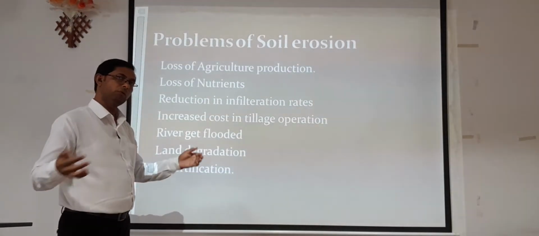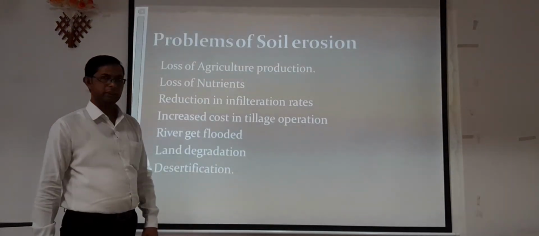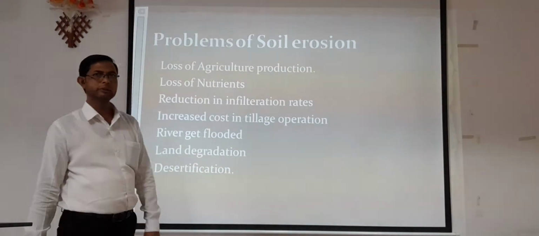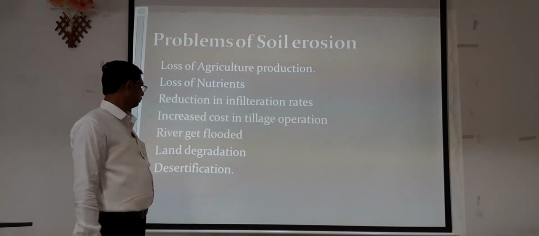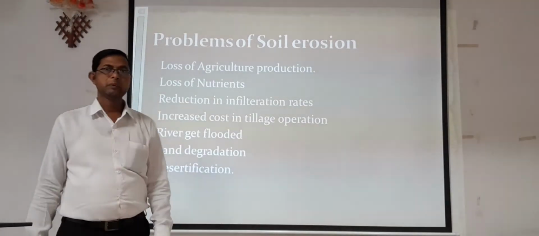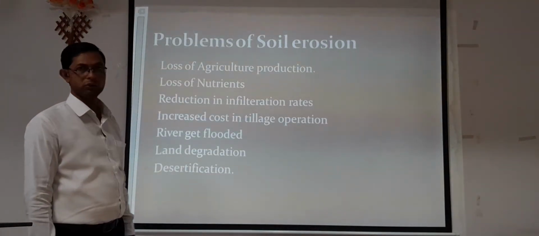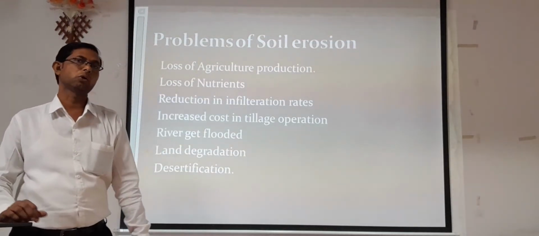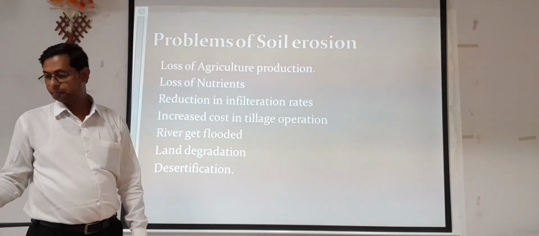Along with that, the soil will be added to the river, and due to that soil, the river will get blocked, and it will cause flooding of that particular river. And along with that, land degradation and desertification will take place. These are nothing but the different problems which occur due to soil erosion. These are the 2-3 most important things which occur seriously due to soil erosion.